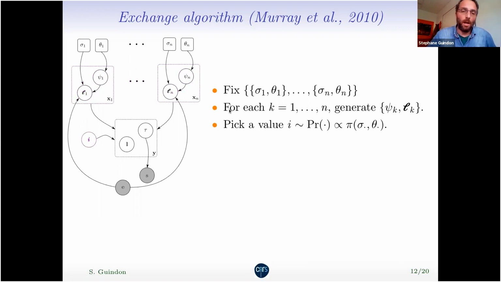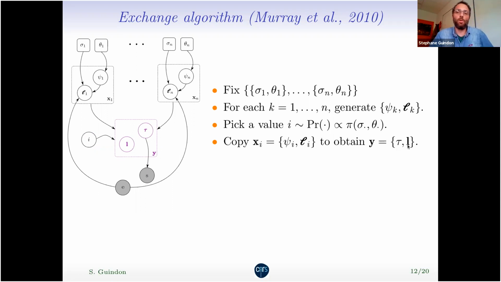The third step consists in selecting a value for an index random variable. So I here is a value chosen from a discrete random variable distribution, and this distribution actually matches that of the prior distribution for the model parameters. And the last step, once you've done that, is to copy the corresponding pseudo tree and pseudo location to obtain the actual tau and L, the actual tree and locations.